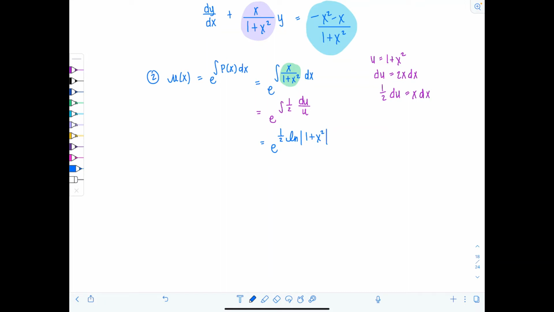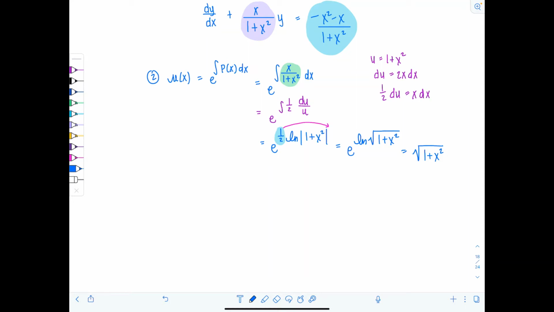Can we clean it up? Well, let's see. Yes, of course. I know my properties of logarithms. This 1/2 becomes the exponent here on the argument, right? And then 1 plus x squared, that's always positive. So I don't even need absolute value there. So I have e raised to the natural log of the square root of 1 plus x squared. And that's just going to simplify to the square root of 1 plus x squared. So there's my integrating factor.